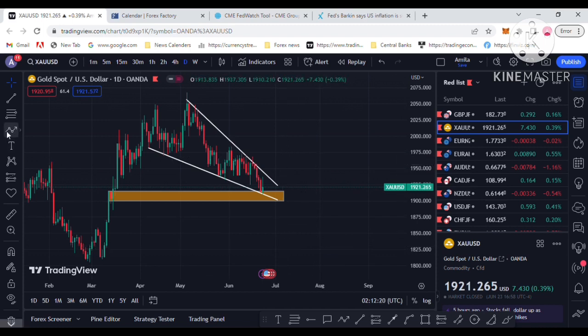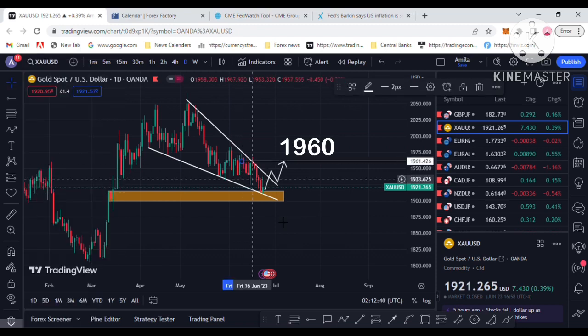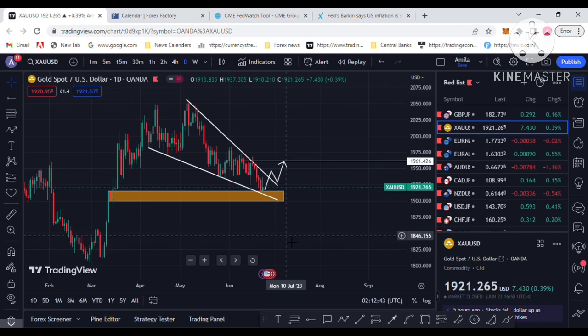Technically I am seeing this yellow zone as a very powerful buy zone. I am seeing a break to the upside going to the 1960 level as my technical target for next week. With the economic data analysis, the first target 1960 has more liquidity to collect on the upside. I hope price will reach 1960 next week, and then 1980 is the next level target.